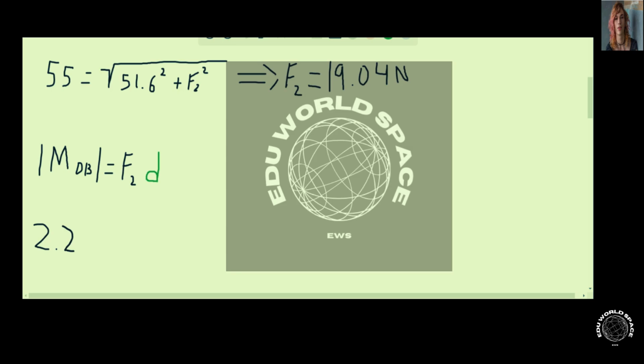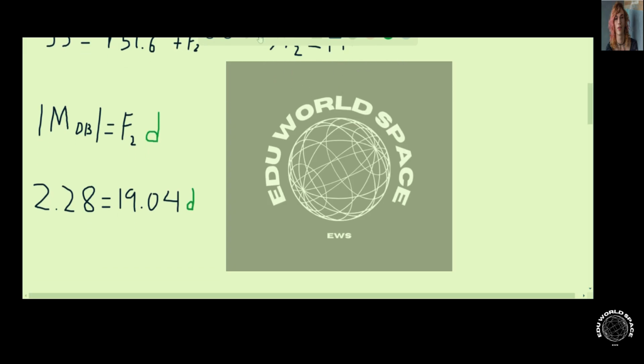So we're going to have 2.28 is equal to 19.04 times D. Rewriting this and solving for D, we get a value of D which is equal to 0.11976 meters.